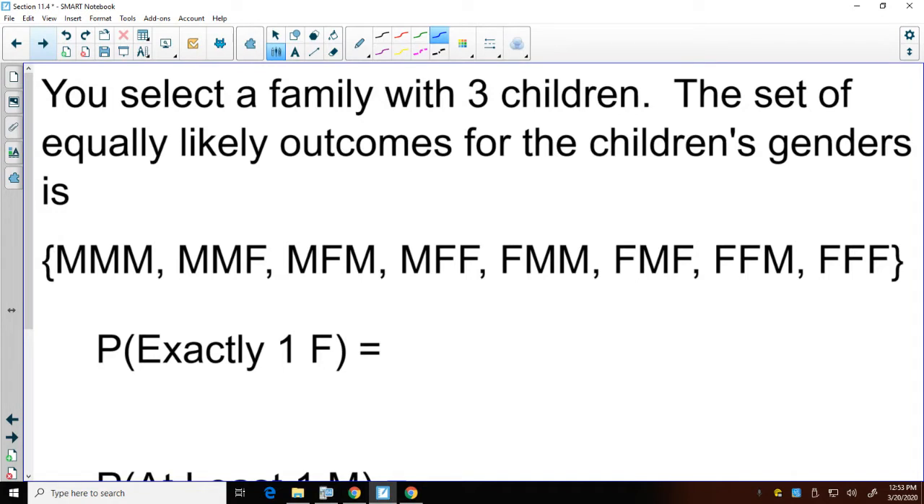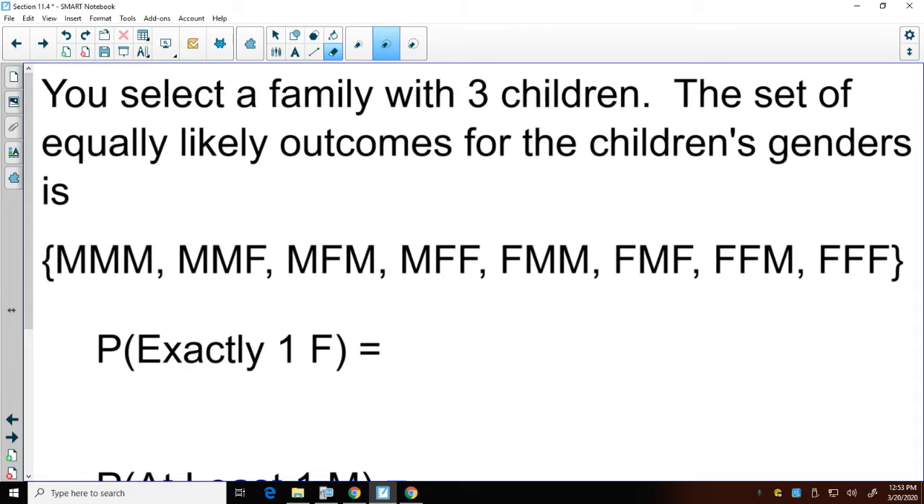Armstrong, isn't MMF and MFM and FMM all the same? No, they are not, because we are talking about children being born, and that means that some of these are older than the other one. So think of this when you're looking at these children's gender as the first letter represents the firstborn, then the secondborn, then the thirdborn. Okay, so those 3 are different answers because their ages will be different. They are different people. Okay, not the same.